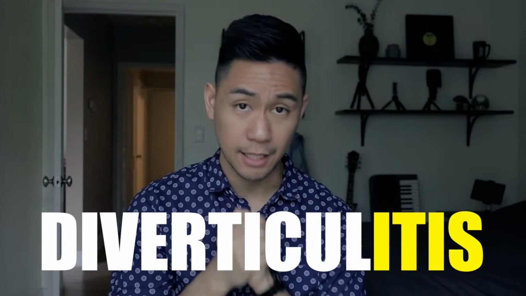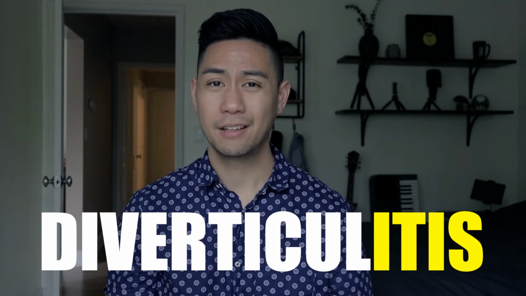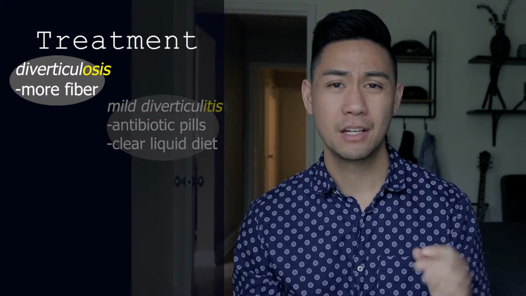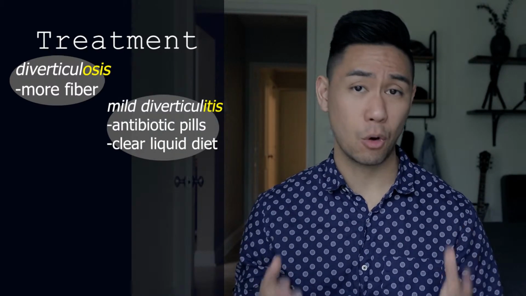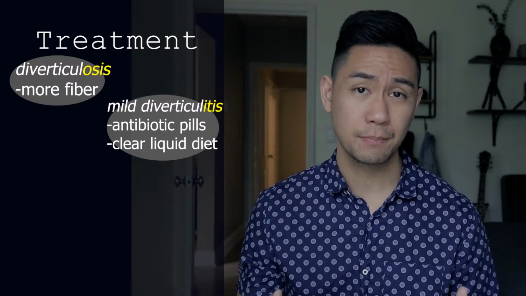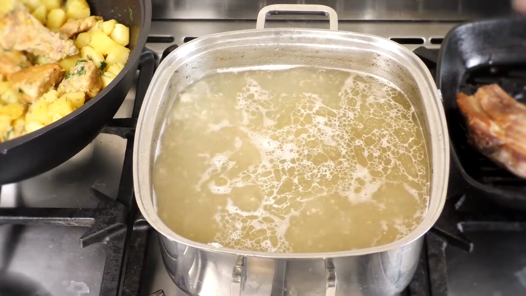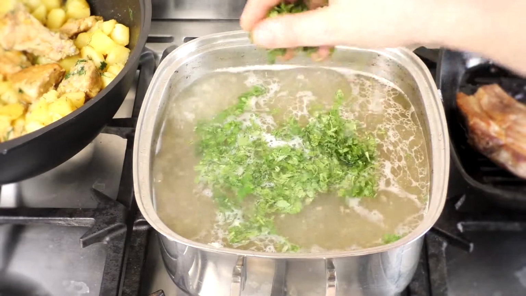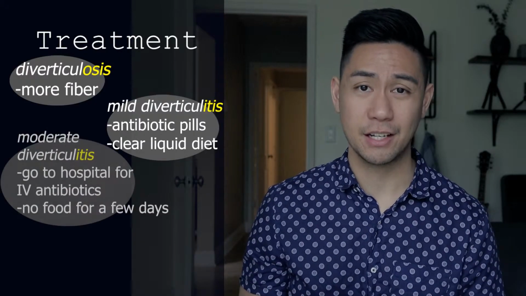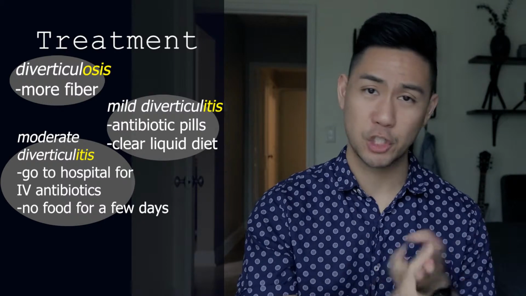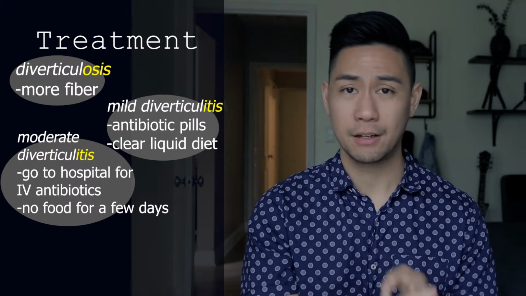If you have diverticulitis, which is an infection, then you'll need antibiotics. If you have a mild case of diverticulitis, like maybe you just have some abdominal pain, then you could potentially treat it at home with antibiotic pills and being on a short-term diet with just clear liquids. Water, broth, juice.